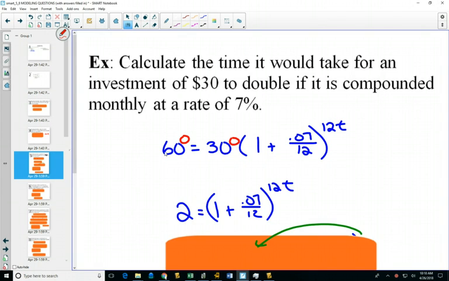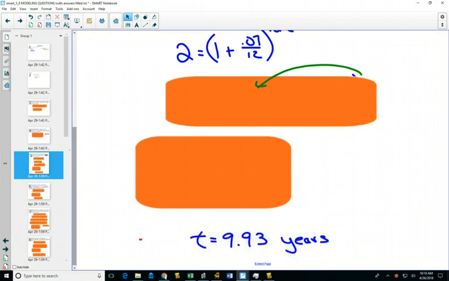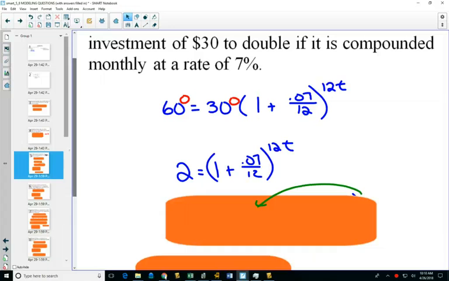Which is an interesting concept because if, I'm going to cheat and put a red dot there. 10 years. That's going to be our answer. Okay? Now we're going to go back up and uncheat. It takes 10 years for $30 to double to $60. It would take then 10 years for $300 to become $600. It would take 10 years for $3 million to become $6 million. And it would take 10 years for 3 cents to become 6 cents.